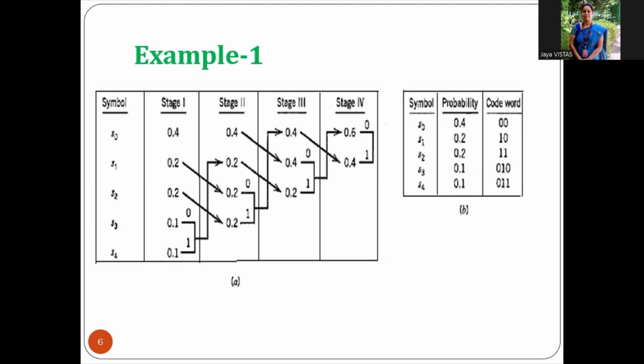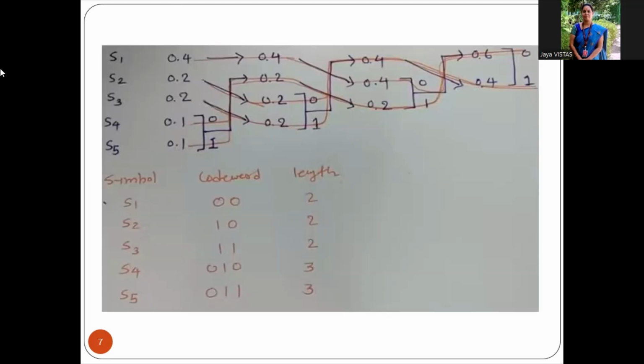Okay, so this is the process, and this is the Huffman code tree. Then we can trace the code word for each symbol, 1, 2, 3, 4, 5. The first symbol is S0. You can trace according to this. First it comes in stage 2, then it goes down, so it is a 0. Then again it goes up, so 0, 0 is the code. See this figure for the tracing clearly.